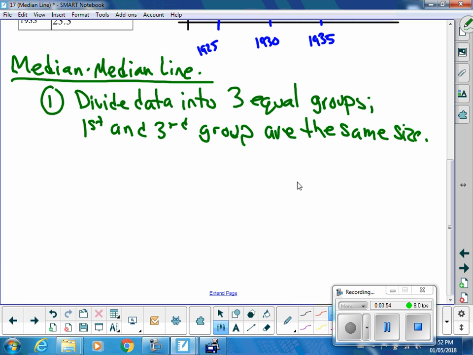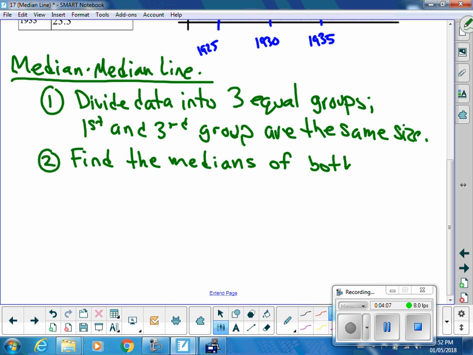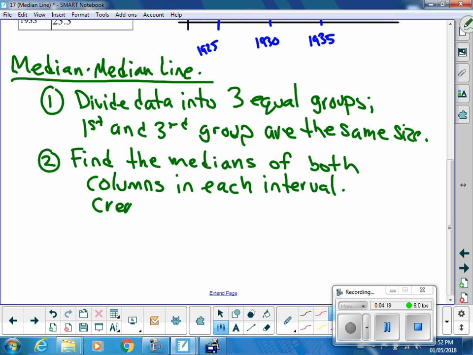Okay, step 2. Find the medians of both columns in each interval. These are going to be the median points.